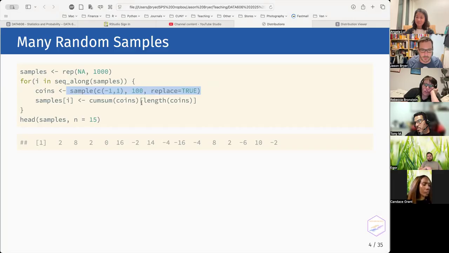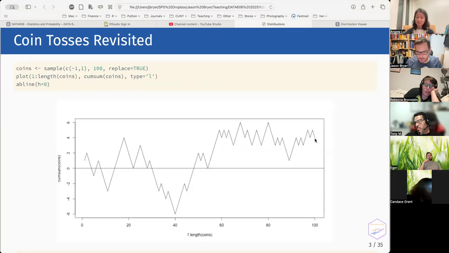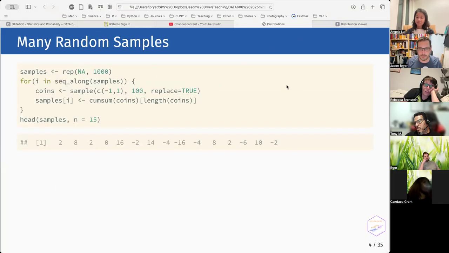I'm drawing a random 100 coin, simulating 100 coin tosses, and I'm keeping the last one. What does that mean? I do this, and I just want to know where I ended up. And then here I'm just looking at the first 15. So you can see I had 2, 8, 2, 0, 16, minus 2, 14, et cetera. So now I have a vector of these endpoints of where I end up after flipping a coin. Probably, hopefully, intuitively, you think we should be around zero.